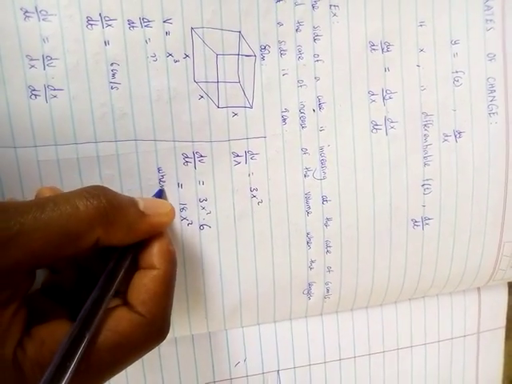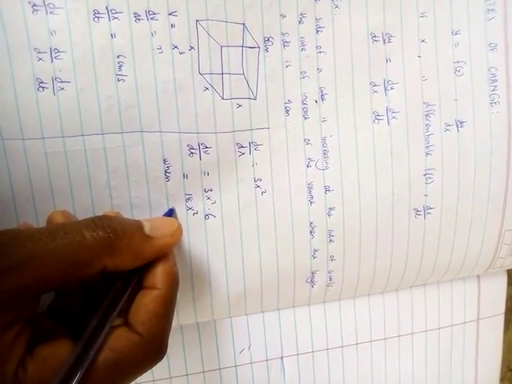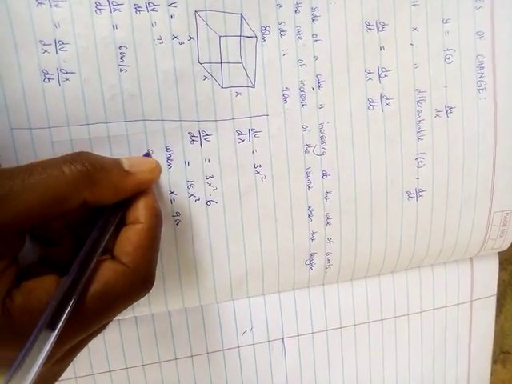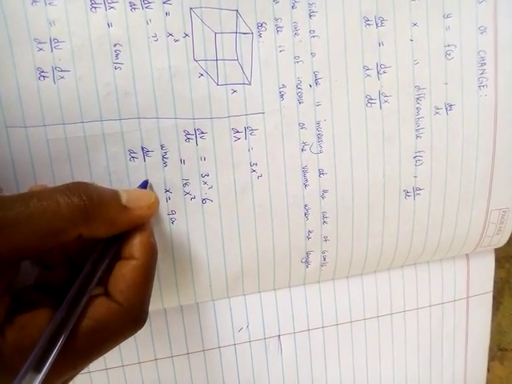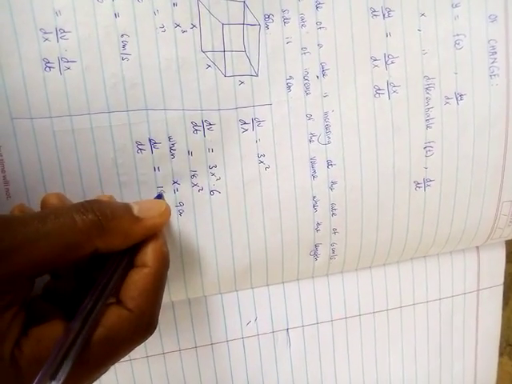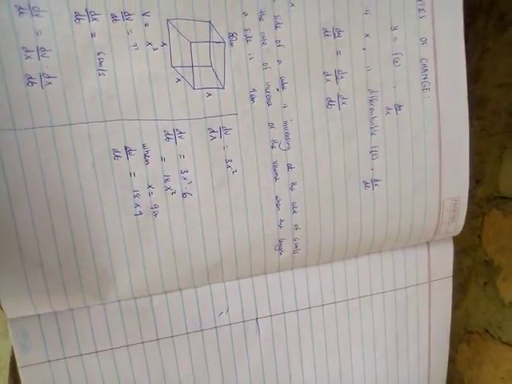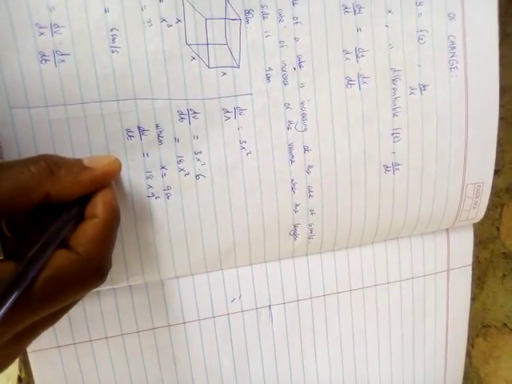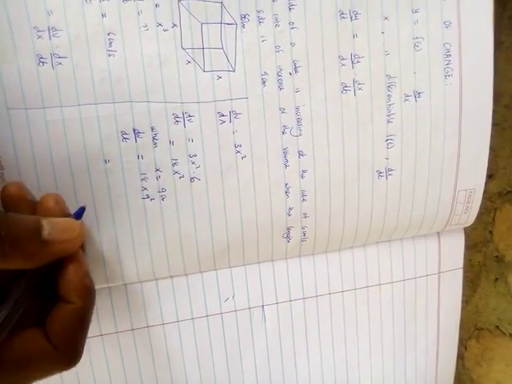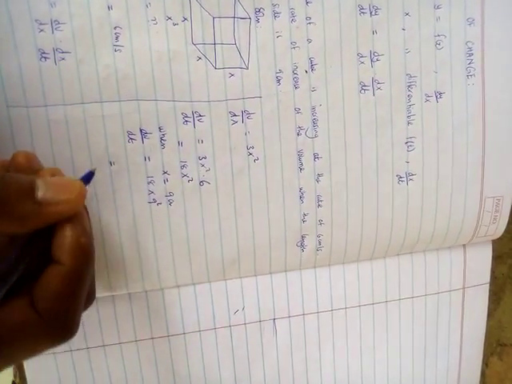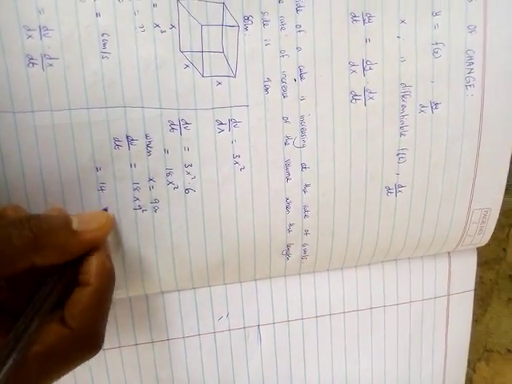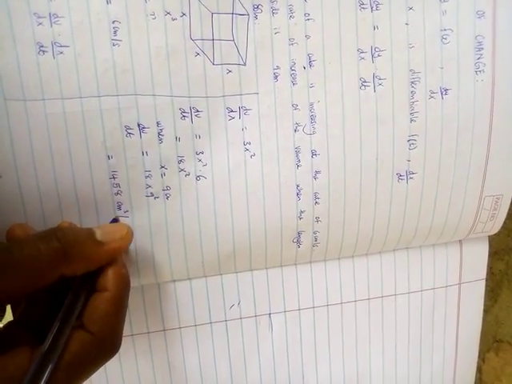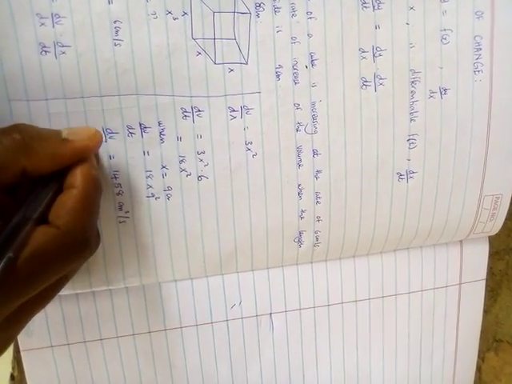So what about when x is equal to 9? If x is equal to 9 centimeters, I'm going to have dV/dt equal to 18 multiplied by 9 squared, which is 81. If you press a calculator, 18 multiplied by 81 goes to 1458, and this is the change in volume, in cubic centimeters per second, as my value of dV/dt.